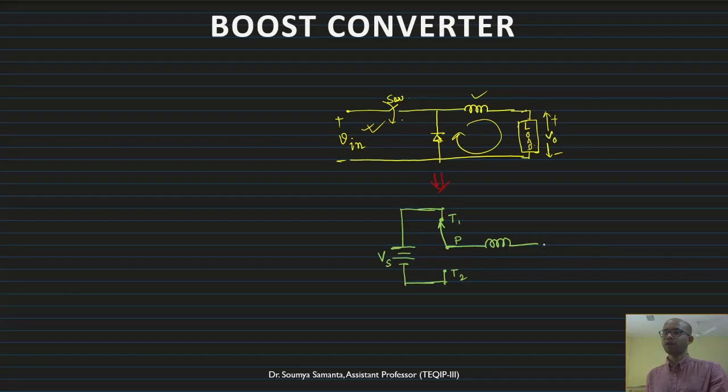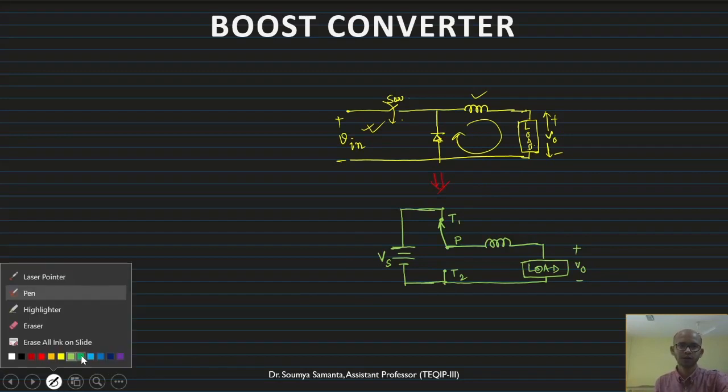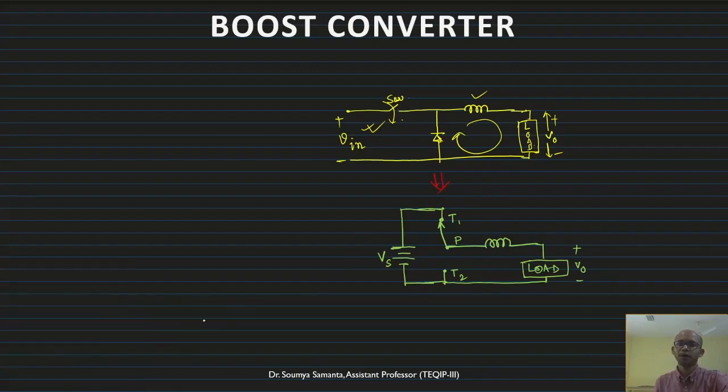Now this is T1, and let me connect a load here. This is the output terminal. So what is VO? This is VO, plus and minus. Please understand this very carefully. This is plus, this is minus.